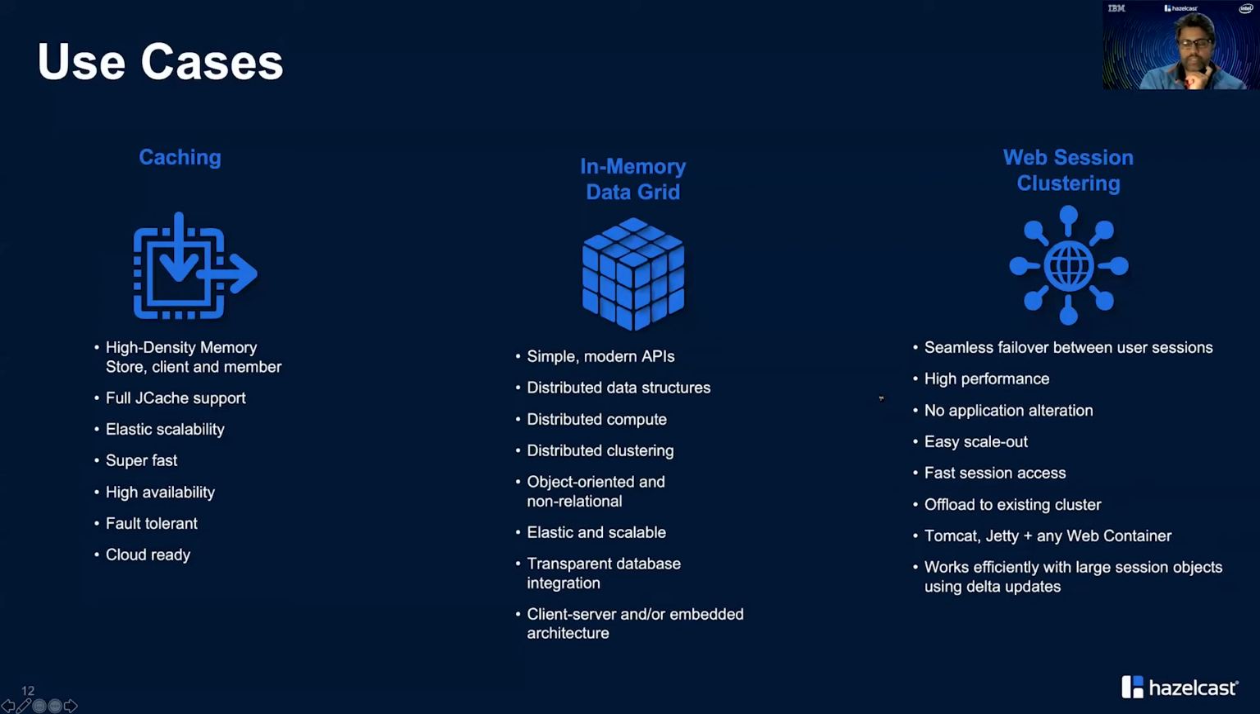Just summarizing the use cases, caching is where you can store large volumes of data in the memory of Hazelcast servers, and by large volumes I literally mean that terabyte scale is a pretty normal and ordinary deployment size for us. We have full JCache support if you are a JSR 107 compatible application developer. Then Hazelcast provides a JCache implementation from scratch.